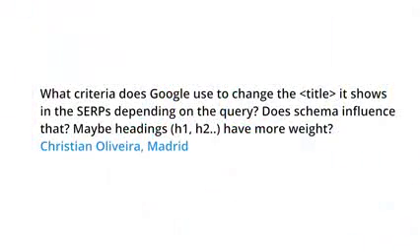Hey everybody, we got a couple questions about titles, so we wanted to do a video about how Google selects the titles that we show in our snippets in our search results. So the first question came from Christian in Madrid, and the question was, what criteria does Google use to change the title it shows in the SERPs depending on the query?